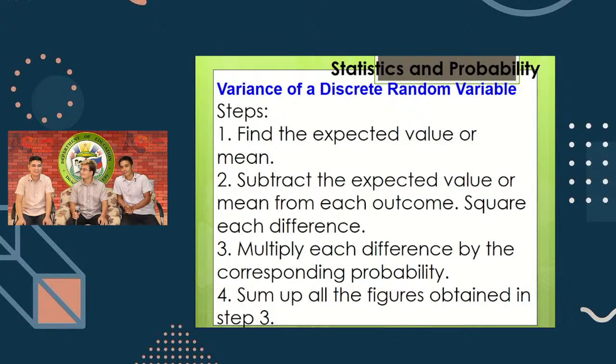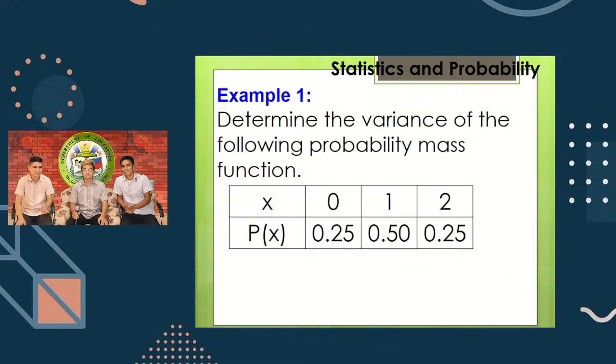Okay, let us have an example. This is a different example from the last one. First, let us determine the variance of the following probability mass function, where our x are 0, 1, and 2, and their corresponding probabilities are 0.25, 0.5, and 0.25. Take note that the sum of the probabilities is equal to 1. So for the solution, we are going to make 6 columns, right, Sir Jeff? Yes, that's right, Sir Kenneth.